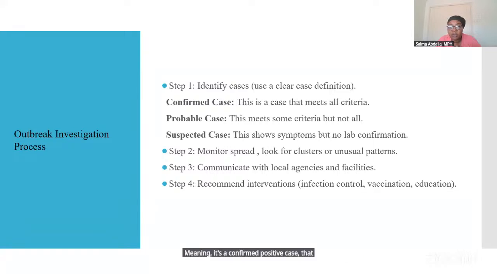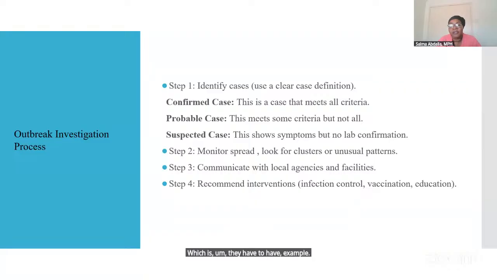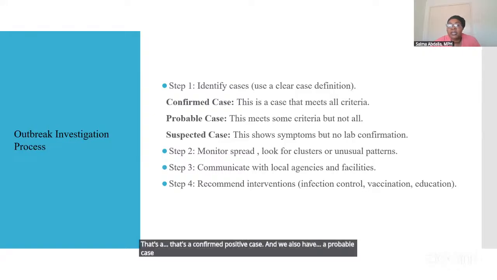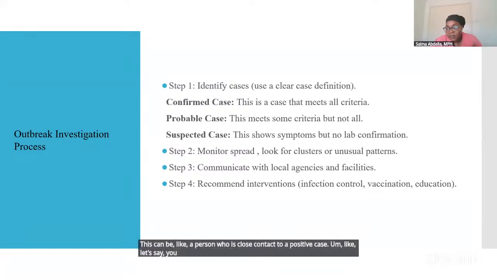That means that it meets all of the definition; for example, for COVID, they have to have symptoms and also a positive lab test. That's a confirmed positive case. And we also have a probable case. A probable case is a case that meets some criteria, but not all. This can be a person who has close contact with a positive case. Let's say you're positive and then you're around other people; those are close contacts.